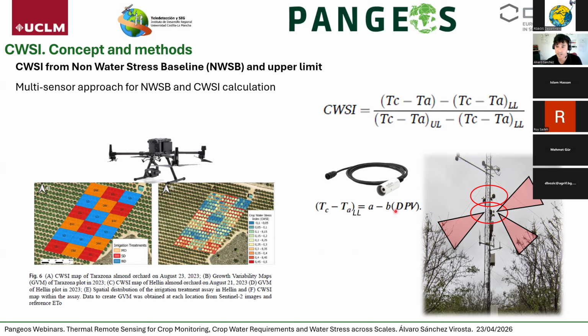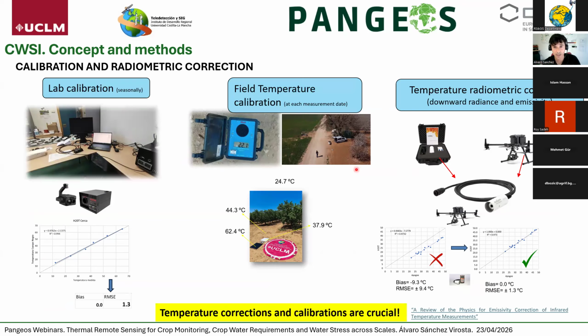So we measure the canopy temperatures with the drone, and we measure the non-water stress baseline with the Apogee. So this introduces some error because we are using multiple sensors. One very important thing is the calibration and radiometric correction, especially if we are using different sensors for the index calculation. So what we do is a lab calibration seasonally.